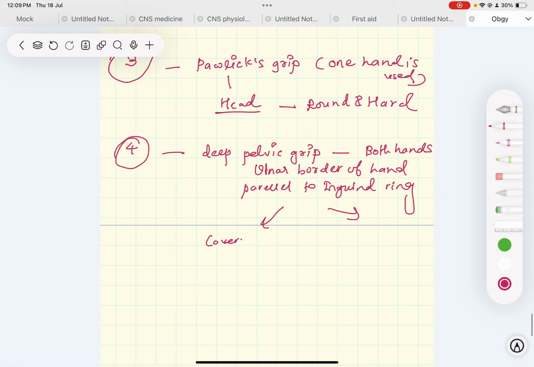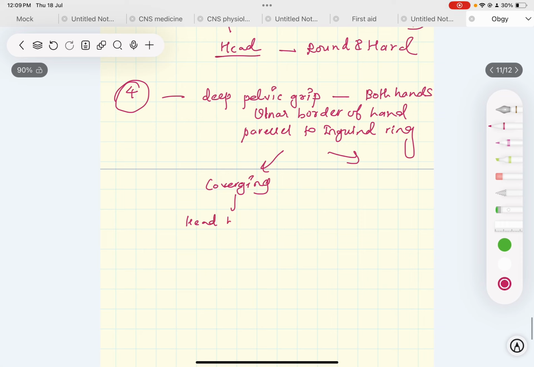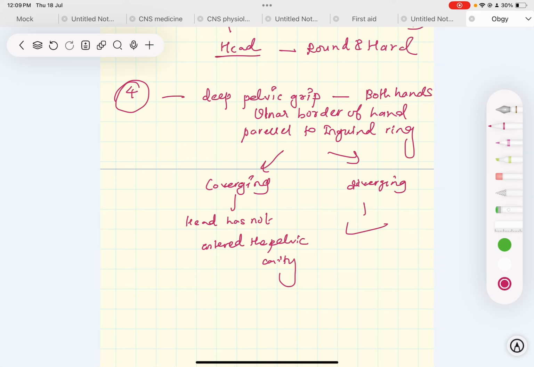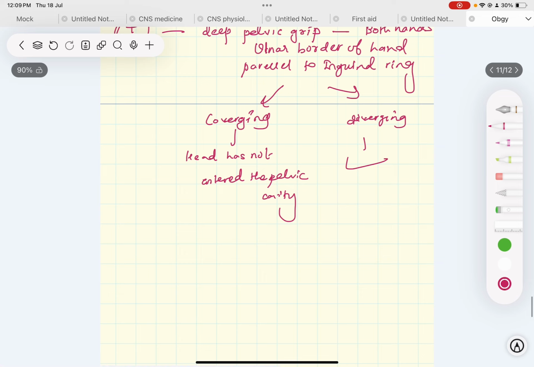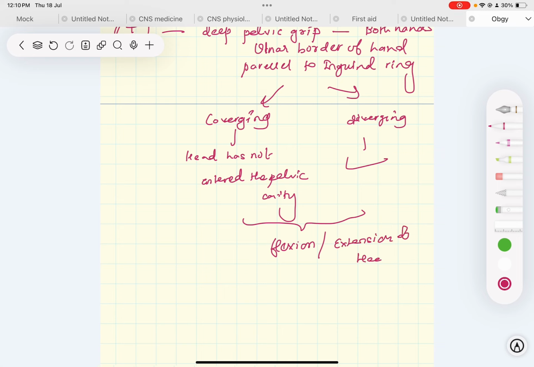If they are converging, then the head has not entered the pelvic cavity, and if they are diverging, it means that the head has entered the pelvic cavity. So Leopold 4 actually talks about the flexion or extension of the head, meaning the attitude of the baby.